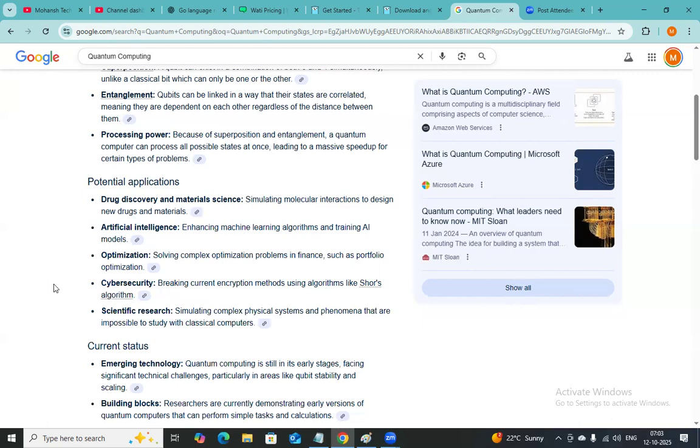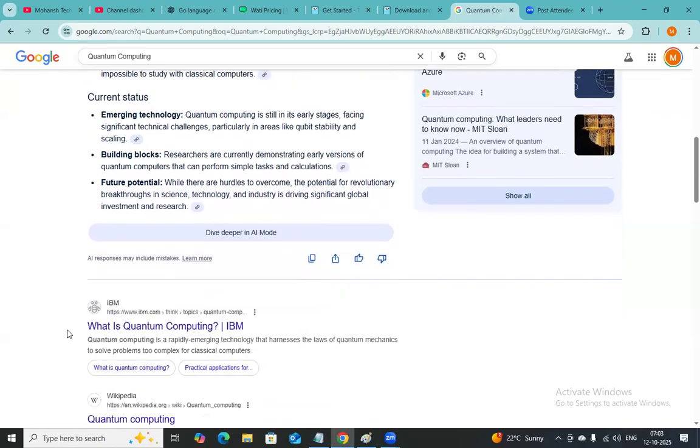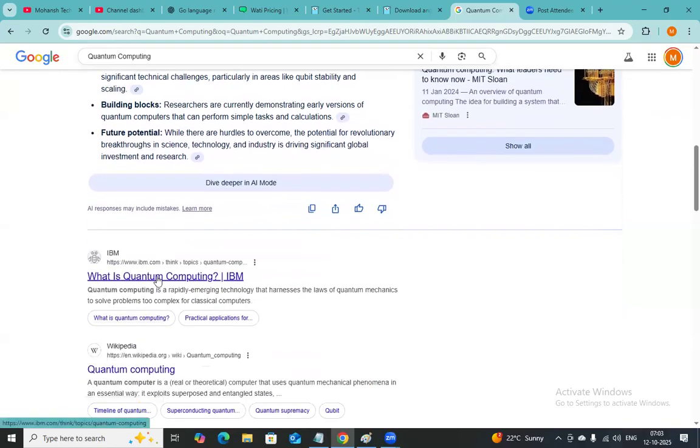Whatever is impossible in the IT industry, quantum computing makes possible. So: current status, emerging technology, building blocks, and future potential. There are multiple different things, and let me show IBM.